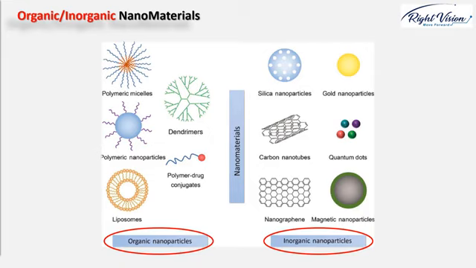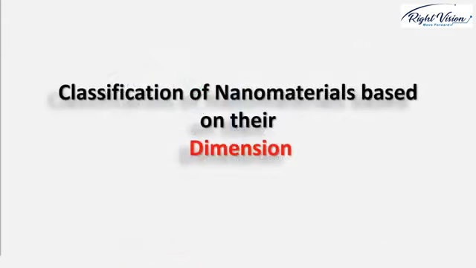Nanomaterials also can be classified based on their dimension, and this one leads to the introduction of nanostructures. This is the most beneficial classification of nanomaterials, and I'll talk about this one in the next lecture.